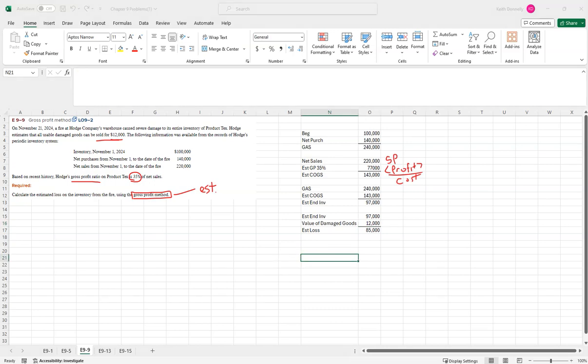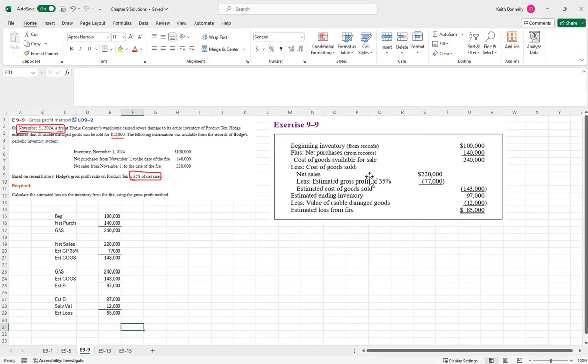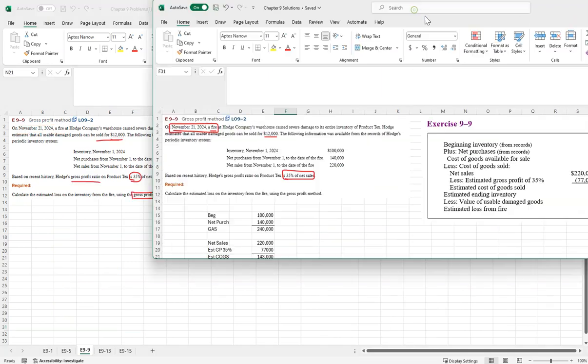With that, I'll bring the answer over here if you want to see the key for it. If you want to pause and look at that, but that's how we would do that problem.